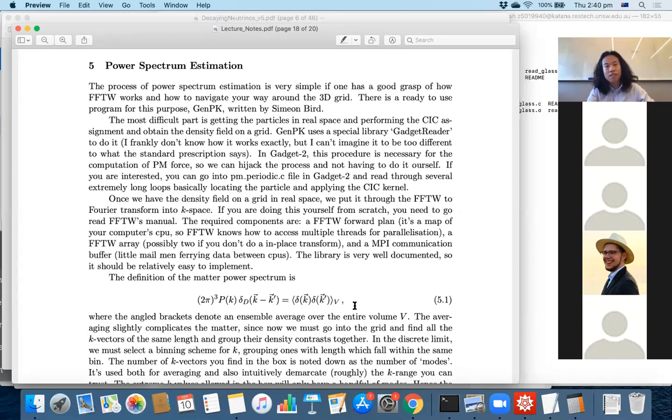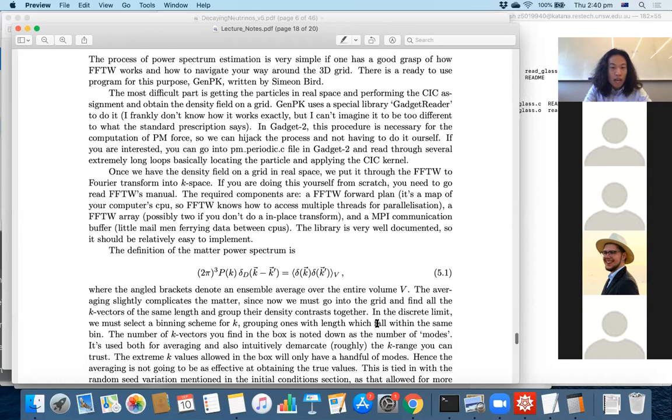So what the averaging means is that in a box with K vectors pointing in every single direction, depending on which point on the grid you are at, depending on how you bin the K range, several K vectors pointing in different directions might end up having the same length. And since the power spectrum does not care about the vector direction K, but only cares about the absolute value, the length of K, then all these K vectors pointing in different directions with similar length could all be lumped together to contribute to the same bin of power.